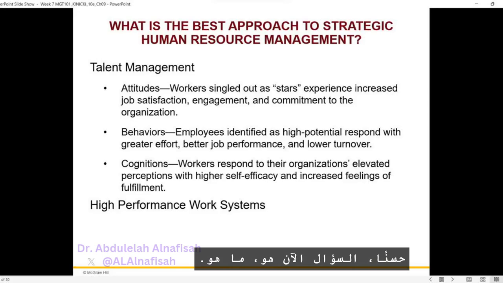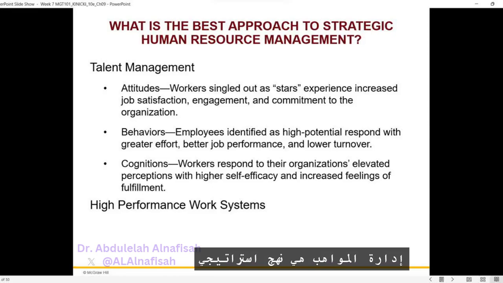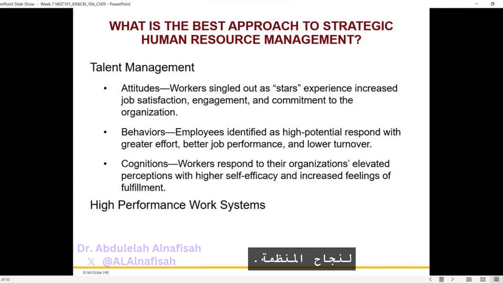Okay, now the question is, what is the best approach to strategic human resource management? It is talent management. Talent management is a strategic HRM approach that focuses on identifying and developing high-potential employees who possess the skills and abilities critical for the organization's success. It involves processes such as talent identification, succession planning, and career development.